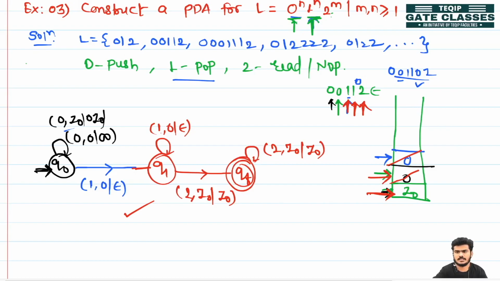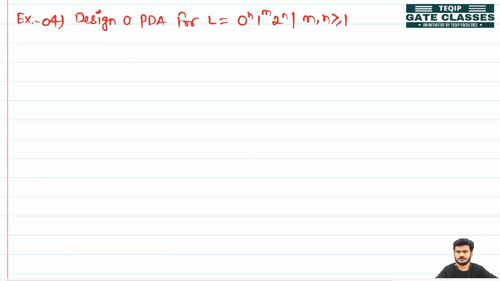Okay, let's see another example. We have to construct the PDA for the language L equal to 0 to the power n, 1 to the power m, 2 to the power n. Similarly to the previous example, we will write some strings possible over this language. Here 0 to the power n and 2 to the power n are the same, meaning whatever number of zeros there are, that number of 2's should be there.